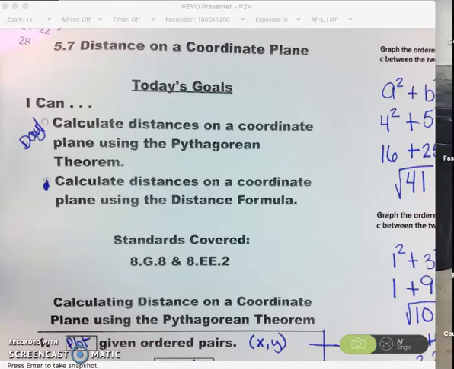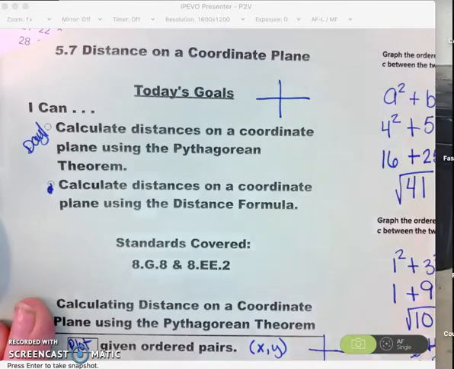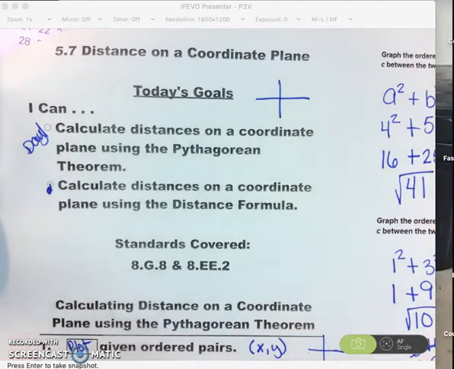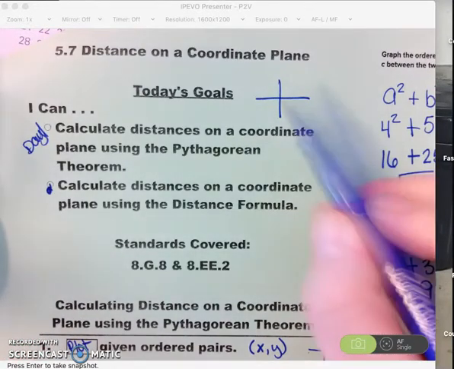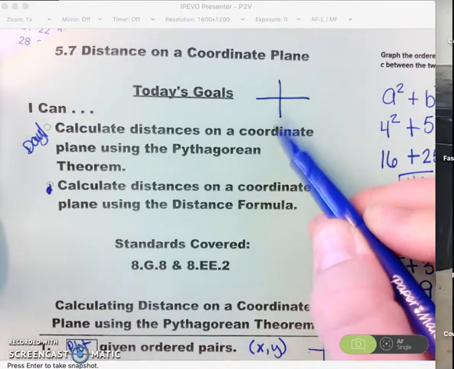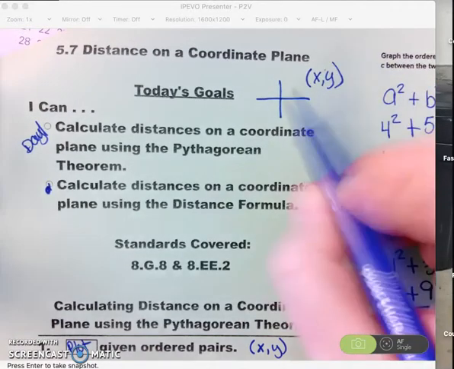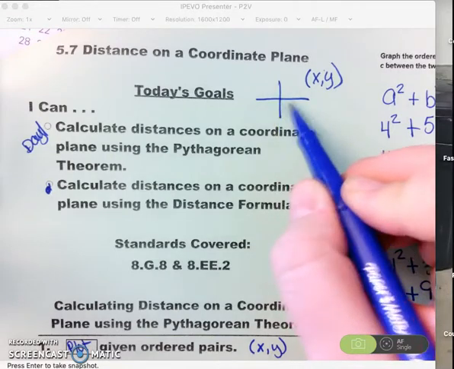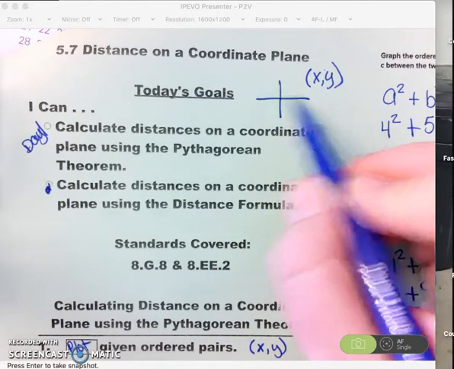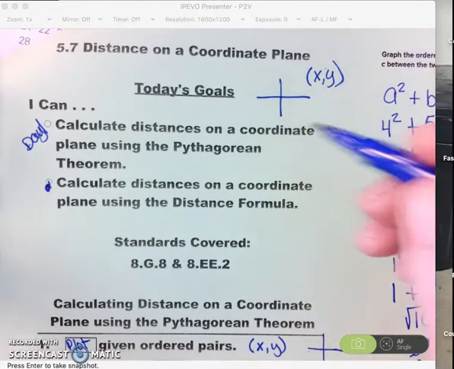All right, so 5.7, distance on a coordinate plane. Remember, a coordinate plane has our 4 quadrants. When we're plotting on the coordinate plane, we're going to the right or to the left, and then up or down. We have x, y coordinates. Remember x is to the right or to the left. If it's positive, you go to the right, negative, you go to the left. And then our y is up and down. Positive, you go up. Negative, you go down.